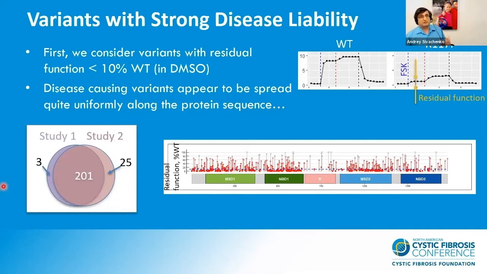But then there are variants with some intermediate residual function that might be associated with milder form of disease. And then, of course, there are many variants with zero or near zero residual function. And these are the ones we want to zoom in on. One has to start somewhere.